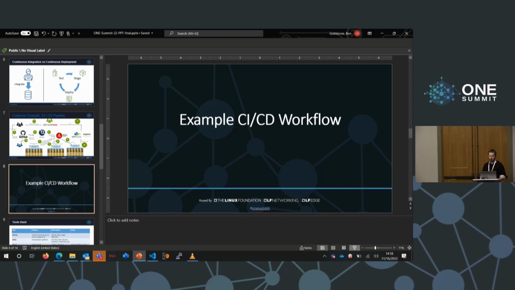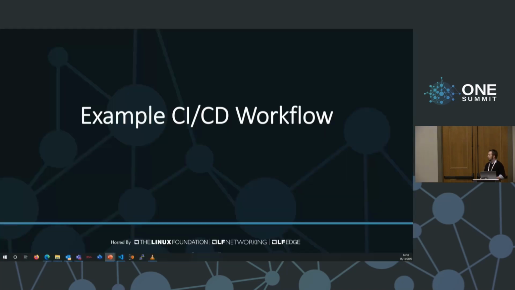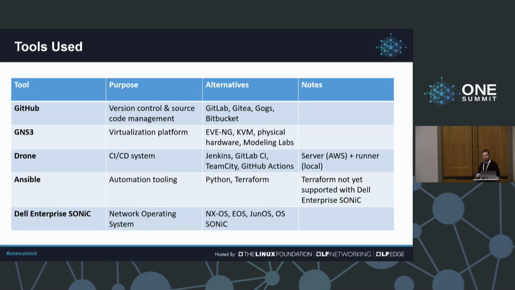All right. So that was walking through our example workflow. The tools used, as I mentioned, were GitHub for version control, GNS3 for the virtualization platform, Drone in the context of the CI/CD system, running the server in AWS in a virtual machine, and the runner in my local lab environment, Ansible for the automation tooling, and Dell Enterprise SONiC for the network operating system.